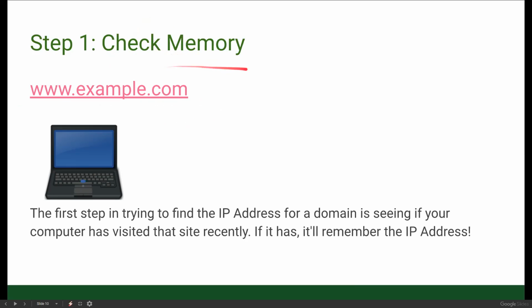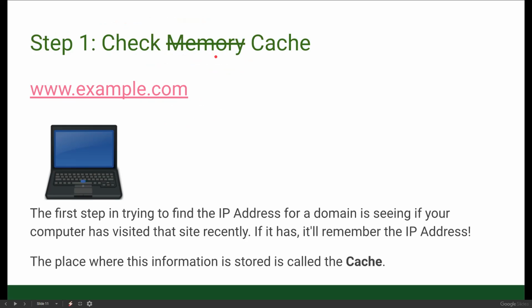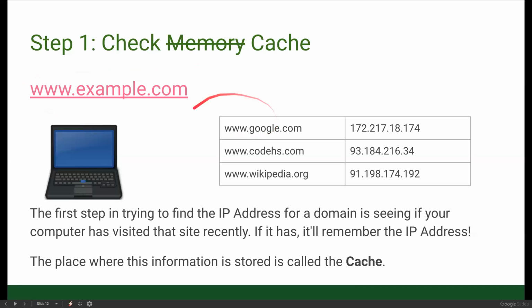And the system that is in charge of remembering things is not actually called memory, it's called the cache. So our computer is first going to check its cache to see if it already knows the IP address for this website. So let's say this is our cache. We have google.com, this IP address, with CodeHS.com, with this IP address, with wikipedia.org, with this IP address. Clearly, example.com is not there, so we're going to have to actually use the DNS.